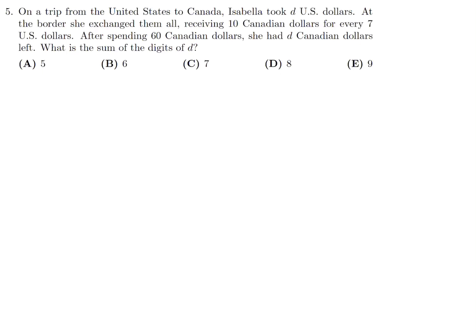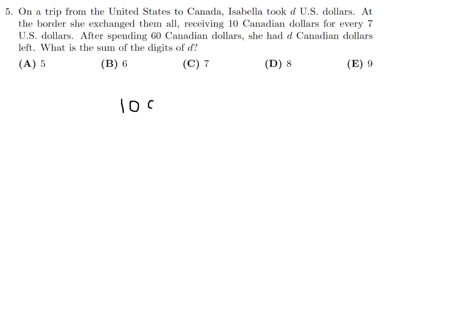On a trip from the United States to Canada, Isabella took D US dollars. At the border, she exchanged them all, receiving 10 Canadian dollars for every 7 US dollars. After spending 60 Canadian dollars, she had D Canadian dollars left. What is the sum of the digits of D?